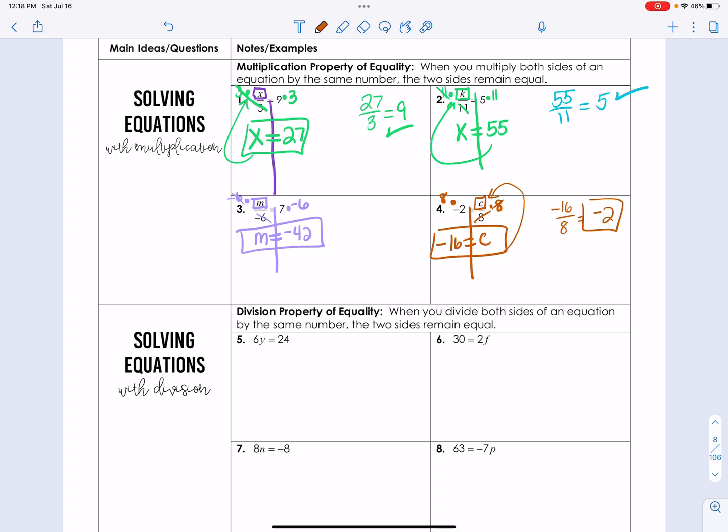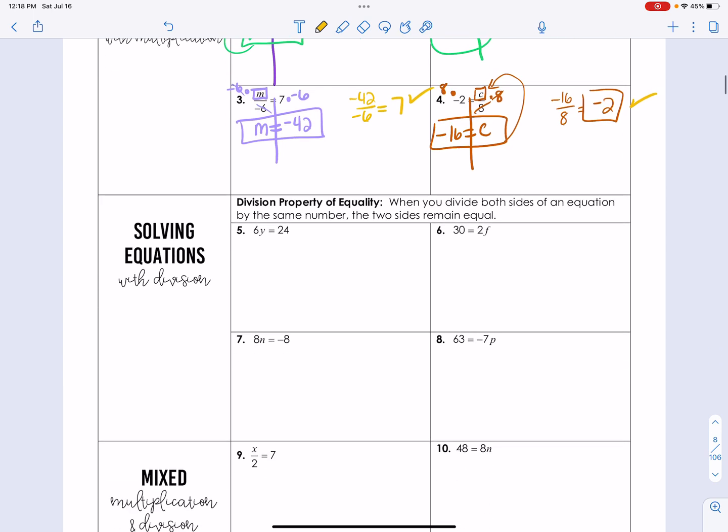Okay, I forgot to check this one over here, sorry. Negative 42 divided by a negative 6, a negative divided by a negative is a positive 7. So that does check, these both check. Okay, so you can solve equations by, if it's dividing, you're going to multiply.